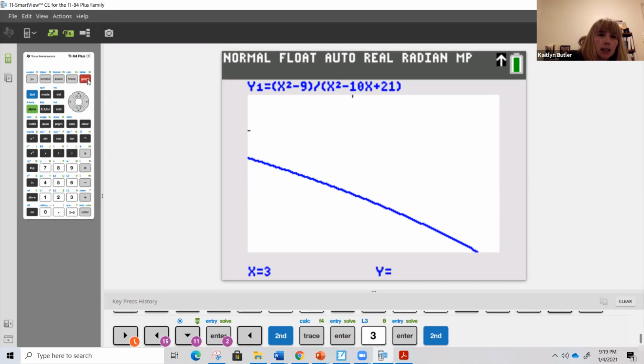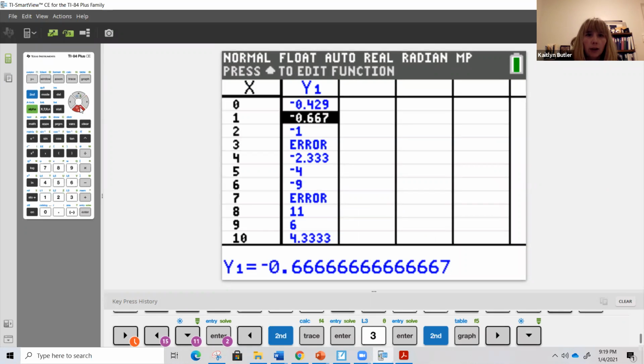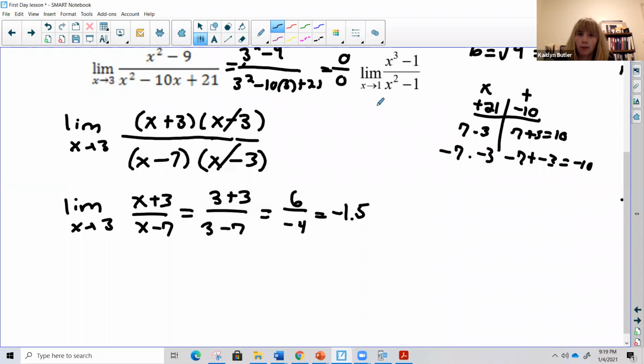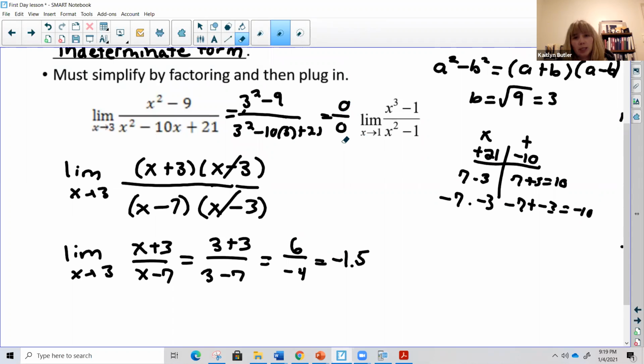The other thing, if I hit second table, and if you look at the y values at 3, there's an error. So what that means is that there's a hole there. Like I said, it's really hard to tell using the graphing calculators, but that would be a hole there. So this is the limit. Okay, so what you do if you get 0 over 0, you factor, you cancel the common term, and then you plug in your x value and simplify.